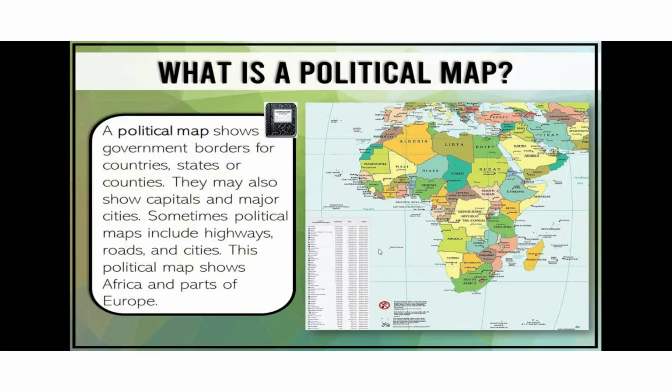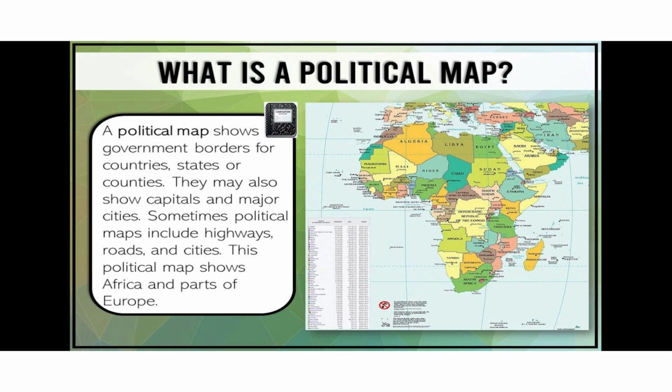We also have thematic maps, and these maps have a certain theme. So the first one here, and this is your first notebook of the week, is a political map. It shows government borders for countries, states, or counties. They may also show capitals and major cities. Sometimes political maps include highways, roads, and cities. This political map shows parts of Africa and Europe.